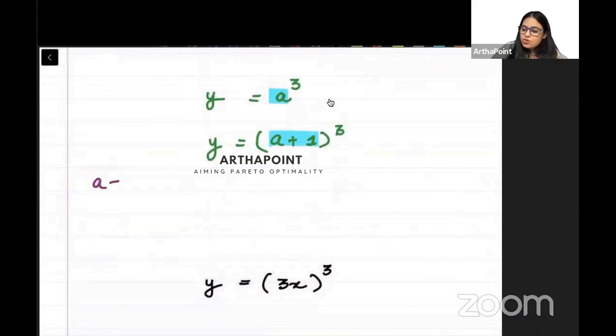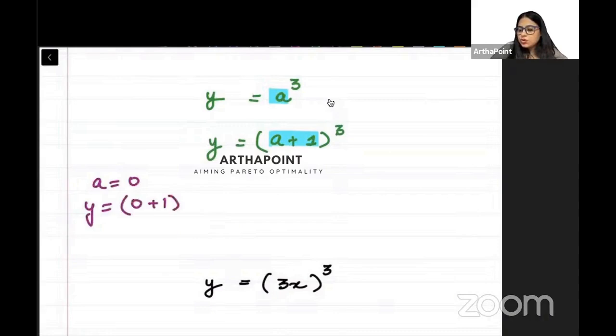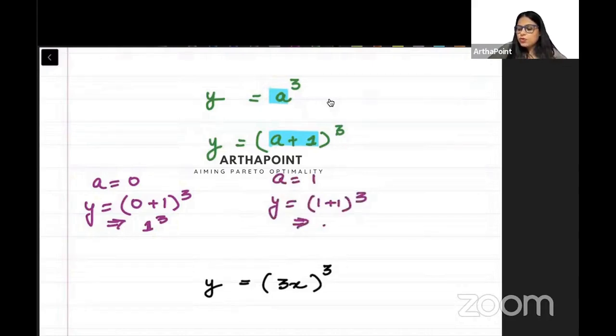Right? So suppose here, when a is 0, beta, y will be 0 plus 1 to the power 3, 1 cube. Then when a is 1, y will be 1 plus 1 to the power 3, 2 into 2, 4 into 2, 8. Okay? What is my number here? My number is a plus 1. Then I am taking its cube. The number is a plus 1, not a. Keep that in mind.